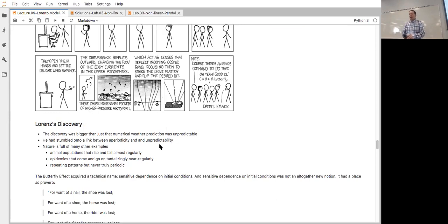This discovery was bigger than just that numerical weather prediction was unpredictable. He had stumbled on a link between aperiodicity, that is things that look repetitive but are not actually periodic, and unpredictability. Nature is full of other examples of systems that have this. Animal populations that rise and fall, they sort of look regular, but they're not. Epidemics that come and go, they look regular, but they're not. And any other kind of repeating pattern that was never truly periodic.